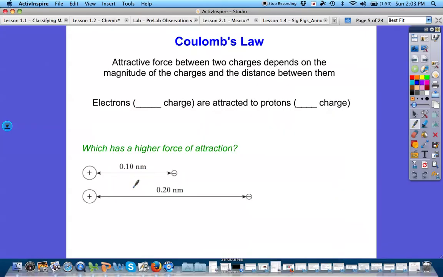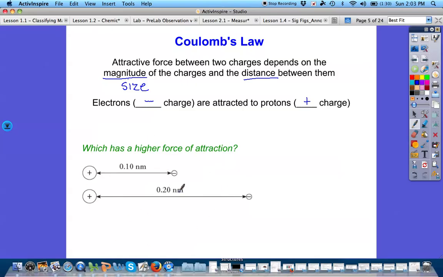Coulomb's law is the attractive force between two charges. It depends on the magnitude, which refers to the size of the charge, and the distance between the charges. So electrons are negatively charged, and they are attracted to protons with a positive charge.